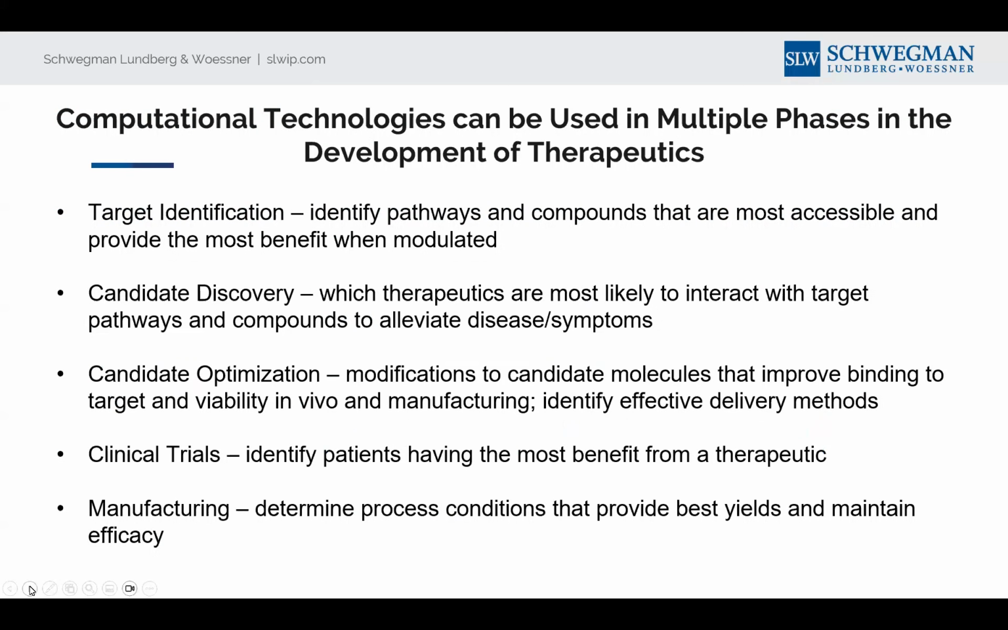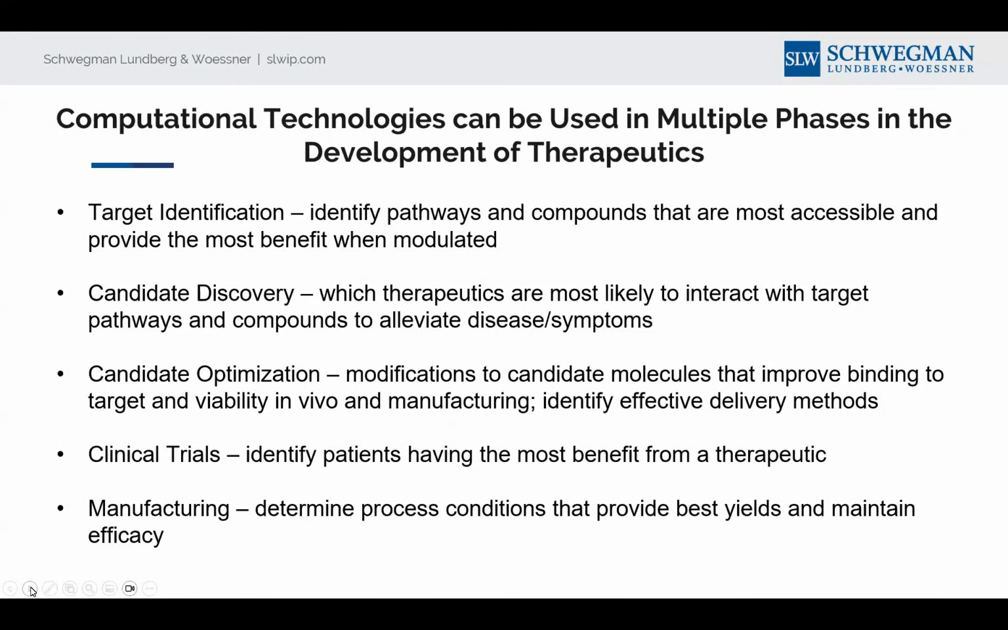So the target identification process is just being able to find what is a disease's mechanism? How is it working within a person or a subject? And what can we do to modulate that activity and the pathways that are being affected by it in order to provide benefit? And so AI can definitely be used to identify those, and then be used to find leads and candidates that can do a good job of modifying the target so that it can alleviate diseases or symptoms.